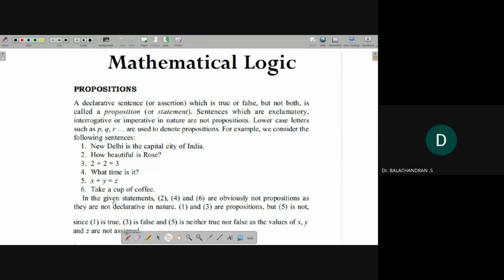Here they gave the reason. Statements 2, 4, and 6 are obviously not propositions, as they are not declarative in nature. I told that 2 and 4 are interrogative and 6 is imperative. 1 and 3 are propositions, because this is true and this is false. And 5 is not, because 5 is neither true nor false, as the values of x, y, z are not assigned.